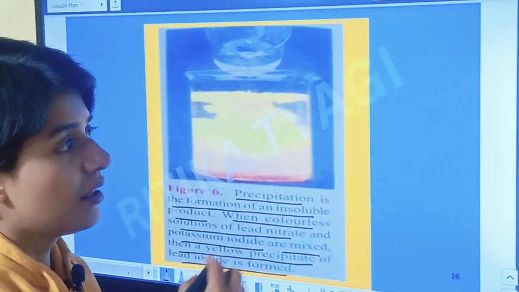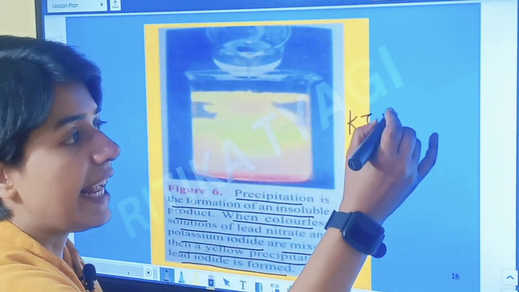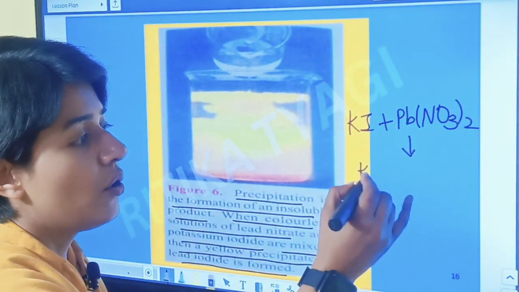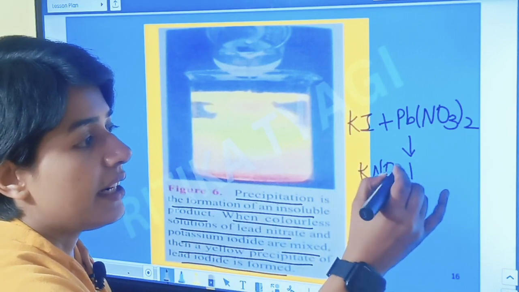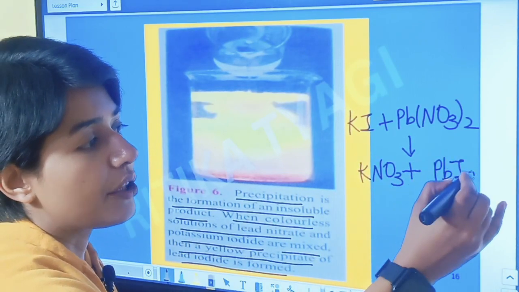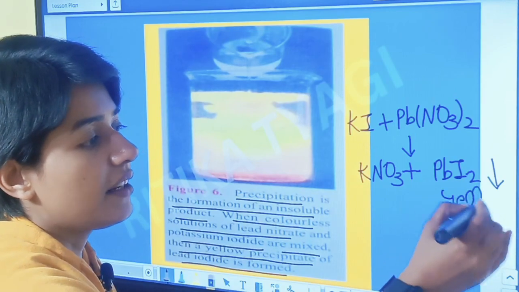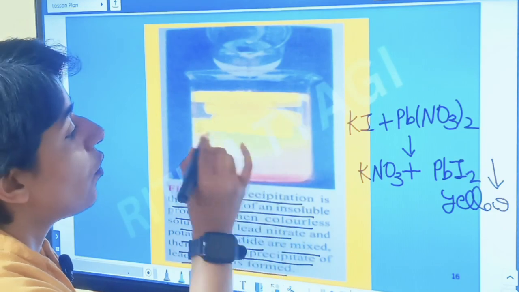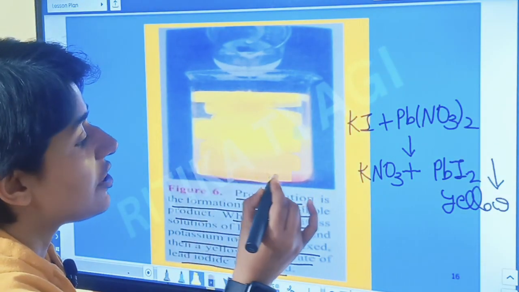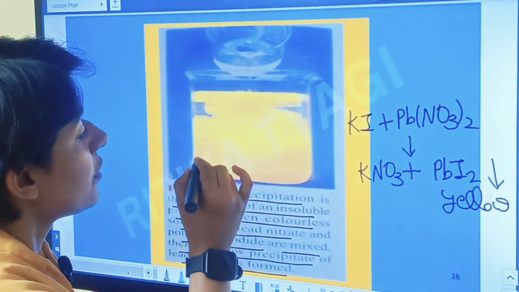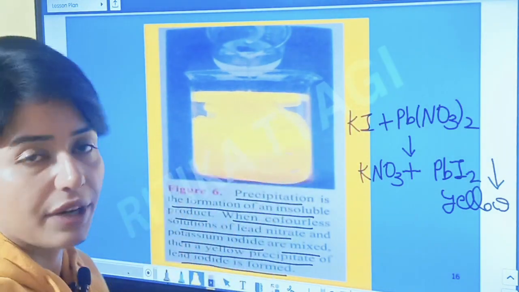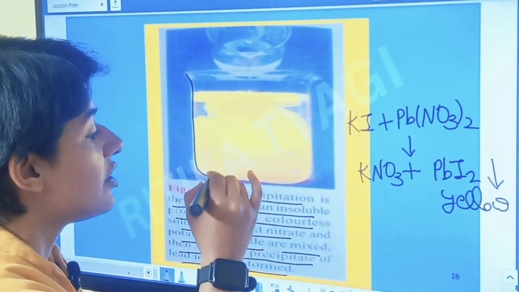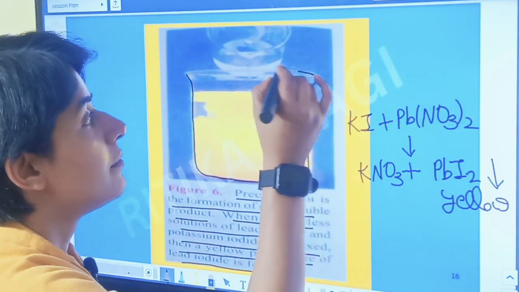Let's discuss this: when potassium iodide reacts with lead nitrate, there is formation of potassium nitrate and a yellow PPT of lead iodide. Here it is showing the yellow PPT of lead iodide which is formed in this beaker. So it is a yellow PPT of lead iodide, an insoluble substance which is formed during a chemical reaction carried out in this beaker.